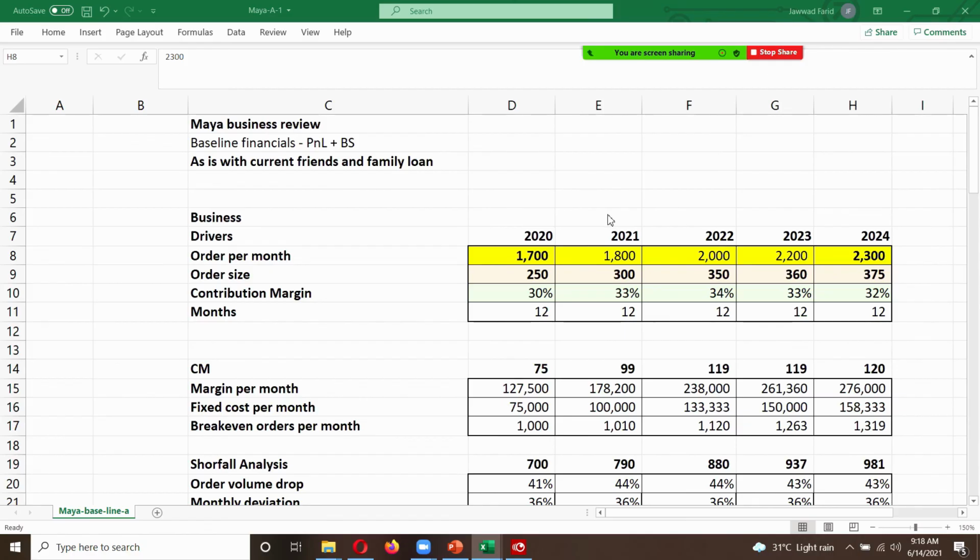Bismillah. So the structure of our model, this is a static model. We're just starting off with a very simplistic basic model. The structure of the model is I've got a certain number of orders per month here, and I take these orders and multiply them by the order size. I have a sense of the contribution margin for each order, which is about 30%, and I have about 12 months in a year. And that gives me a sense of my margin. So if, let's say, my average ticket size, all of these numbers, by the way, are in AED. So they're all in dirhams.